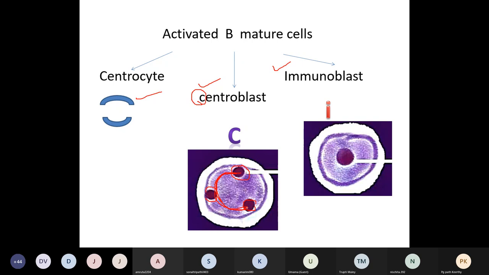So morphologically, how are you going to identify your centroblast? They will have 1, 2, 3 prominent nucleoli, C-shaped, remember C-shaped, which are attached to your nuclear membrane. So those are your centroblasts. Am I clear? Please, somebody answer.